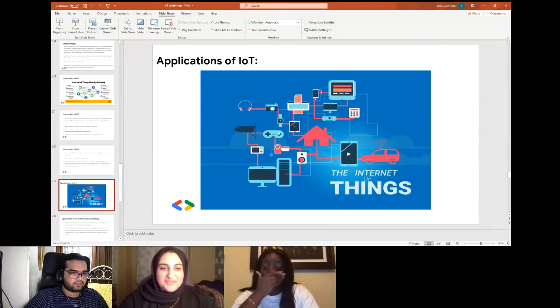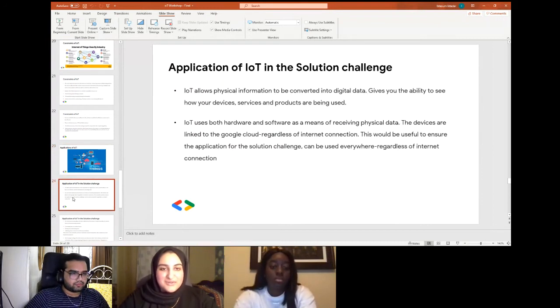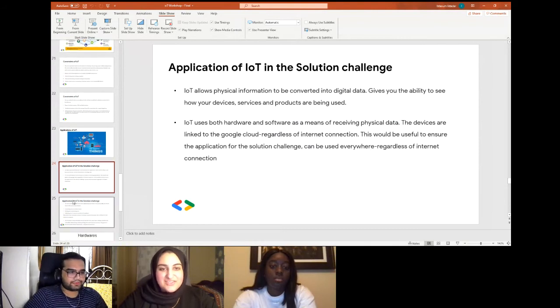So moving on to the applications of the IoT, in particular to our solution challenge. The IoT allows physical information to be converted into digital data, and it also gives the device the ability to filter through a lot of your data. So that will help you find out whereabouts you're going to need to use the data.